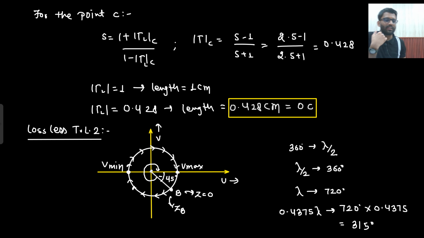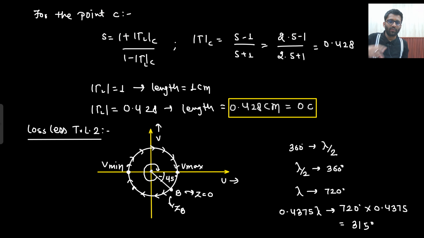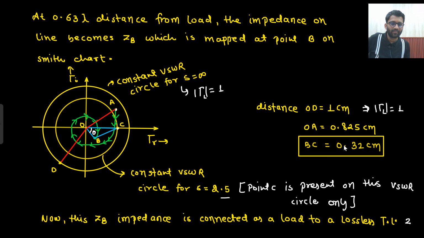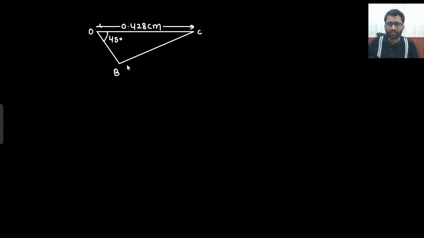Now let's get back to that triangle. So this angle is 45 degree. This point was our O. This point was our B. This point was C. Do I know the OC distance? Yes, 0.428 centimeter. Do I know the OB distance? No, OB distance I don't know. Do I know the BC distance? BC distance is given, that is 0.32 centimeter.